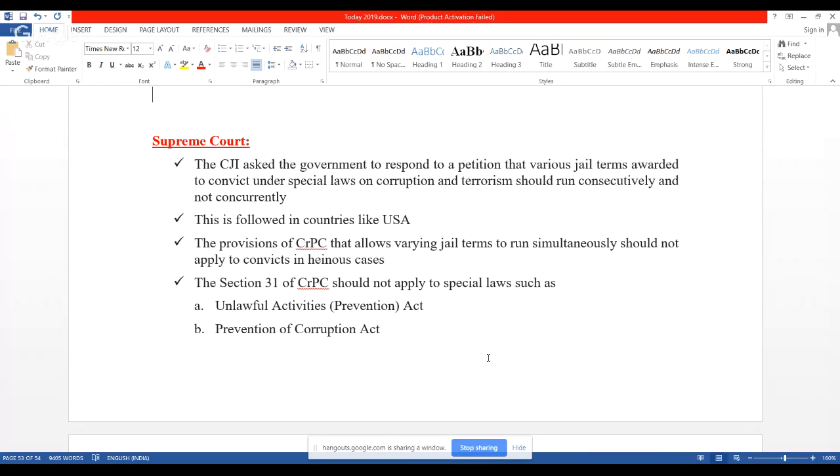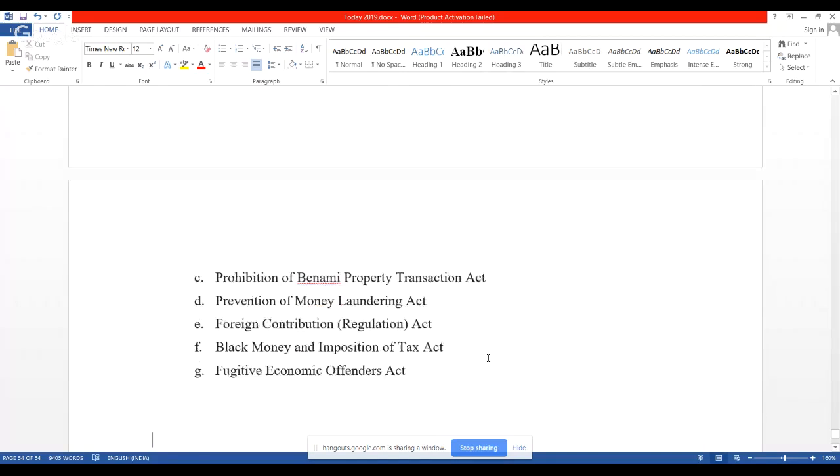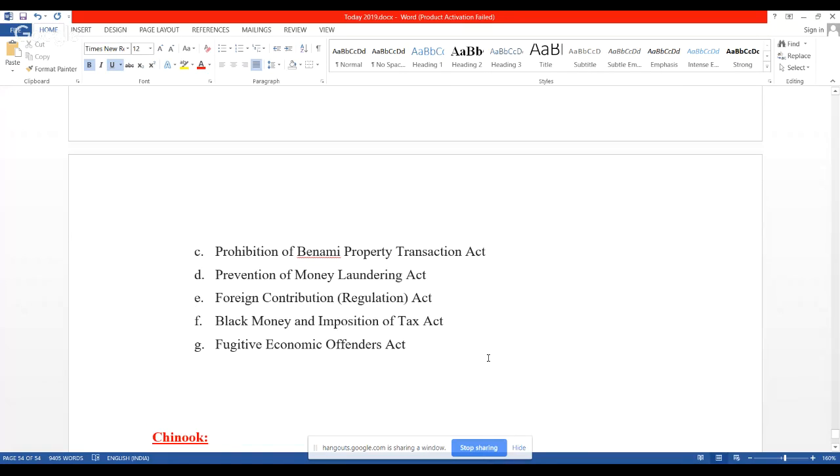According to the petitions filed before the Supreme Court, Section 31 of the CrPC should not apply to special laws such as the Unlawful Activities Prevention Act, Prevention of Corruption Act, Prohibition of Benami Property Transaction Act, Prevention of Money Laundering Act, Foreign Contribution Regulation Act, Black Money and Imposition of Tax Act, Fugitive Economic Offenders Act. Please remember this one. This is very, very important. Why it is very important for you, I'll tell you.